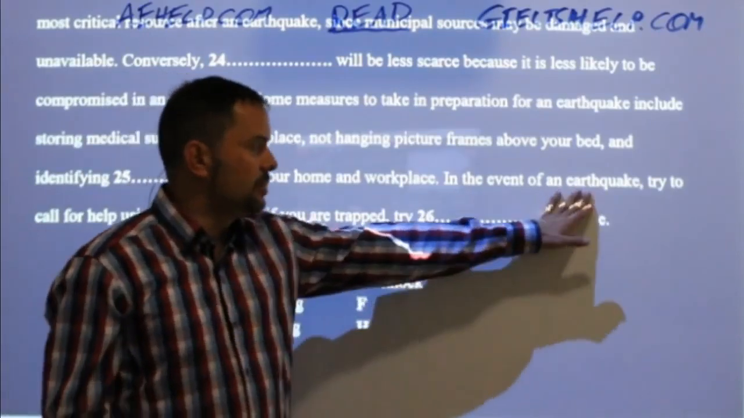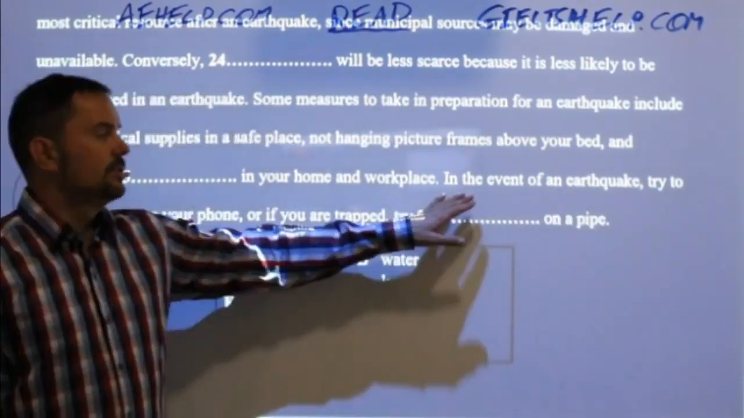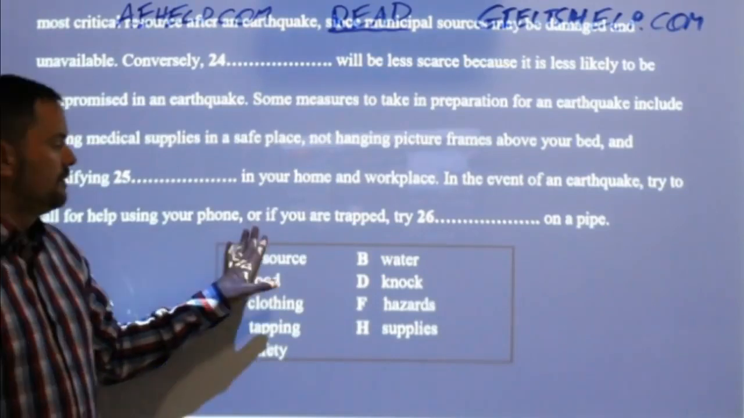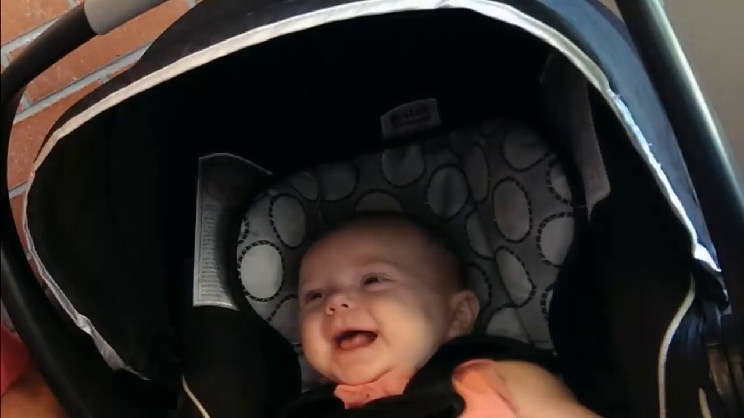In the event of an earthquake, try to call for help using your phone, or if you're something on a pipe.